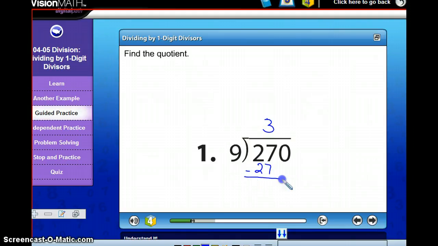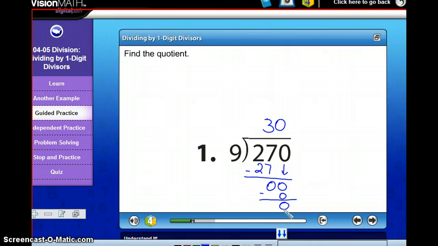I'm going to subtract. I get 0. Now here's when it ends in a 0, I see this all the time. You have to still bring down that 0. You can't just stop because 9 times 3 is not 270. So bring down that 0. 9 times what equals 0? 0. So we have a remainder of 0. We don't have anything to bring down, so we're finished.